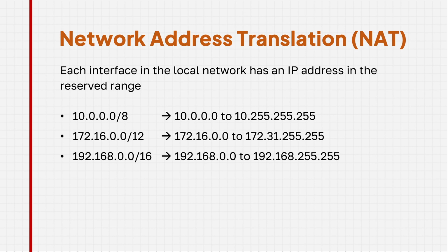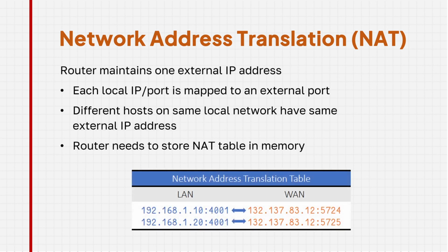Okay, so each interface has IP addresses that are provided in the reserved range. For example, if I have a subnet mask of 10.0.0.0/8, then this corresponds to 10.0.0.0 all the way to 10.255.255.255. Okay, so this one is just normal subnet mask items.